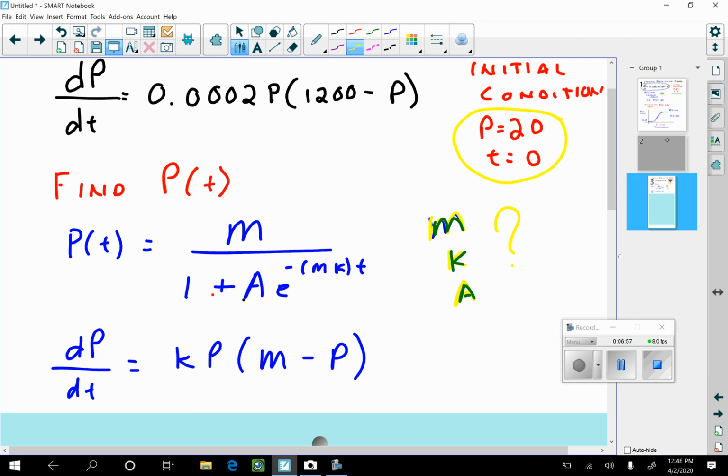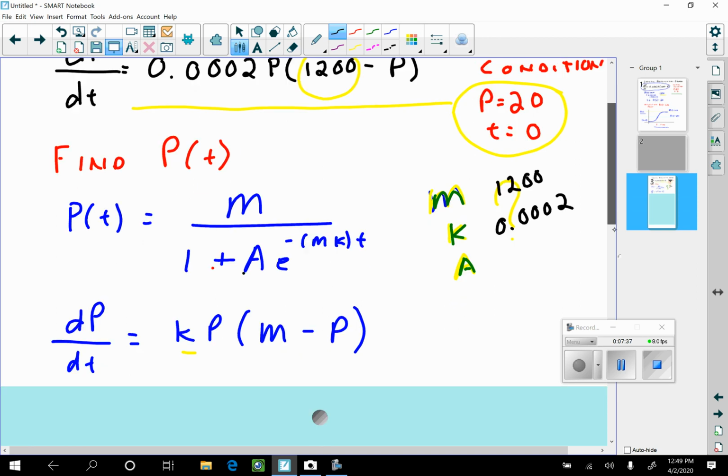So if I look at my model here right away, if I look at my differential equation, I'm looking at this guy right here. Oh yeah, I automatically am given M, which is going to be 1200. I'm automatically given K, because this is K right here. So let's write that down. K is going to be 0.0002.